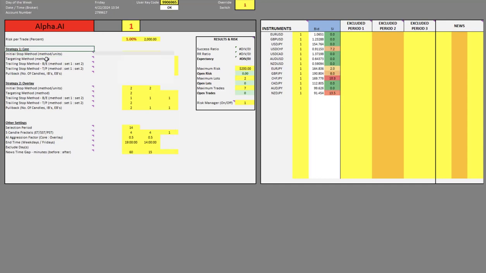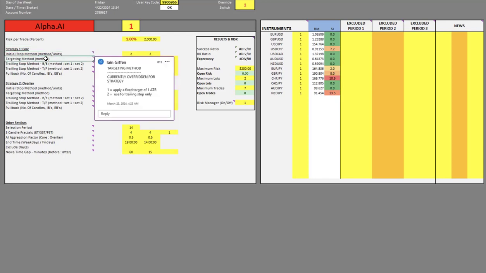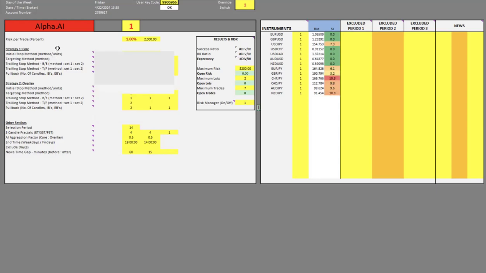Okay, so next is the targeting method. And of course, this is a big topic and makes a very big difference to the strategy. In fact, if you change from a fixed target to a trailing stop, you're actually using a different strategy. And as convex traders, you will know, of course, that we like to not limit our potential upside. So certainly for the core strategy, the appropriate setting to use would be 2, because we want to not limit our upside, and that's precisely what we've got set here.